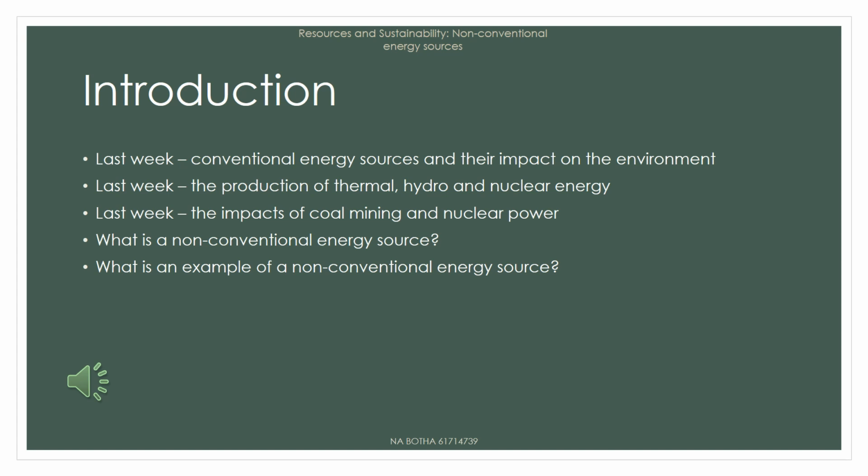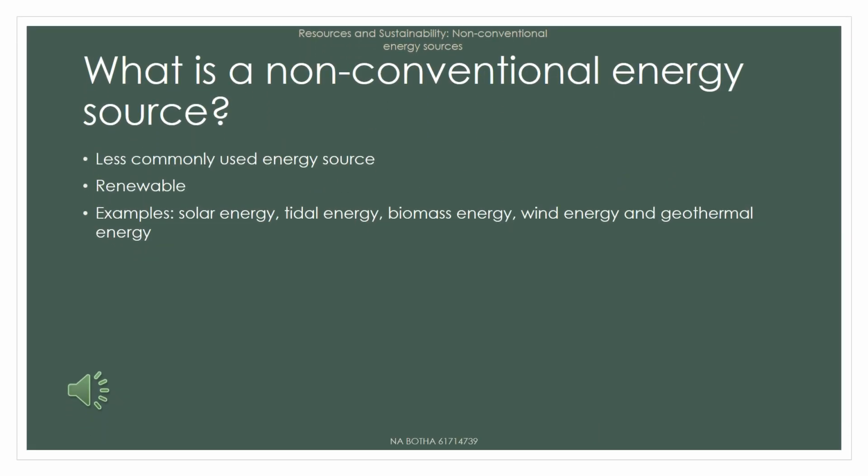What are some examples of non-conventional energy sources? What is a non-conventional energy source? A non-conventional energy source is an energy resource which is less commonly used. Non-conventional energy sources are renewable, which means that they are continuously replenished by natural processes. Wind energy, solar energy, tidal energy, biomass, and geothermal energy are all examples of non-conventional energy sources.